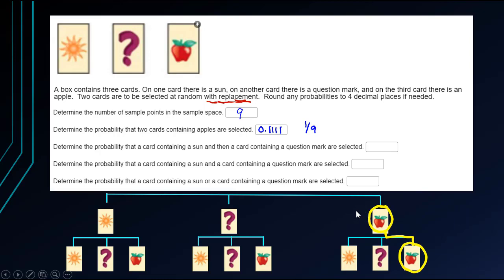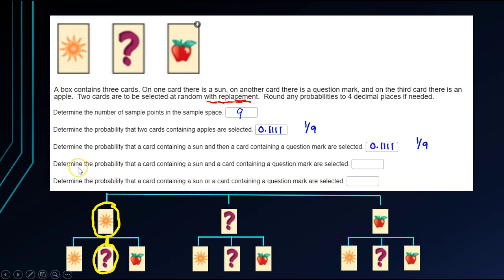Determine the probability that a card containing a sun and then a card containing a question mark are selected. So it's very specific: a sun, and then a question mark. Again, I have to go down this path here, which is 1 path out of the 9 I have. So it's still 1/9, which is still 0.1 repeating.